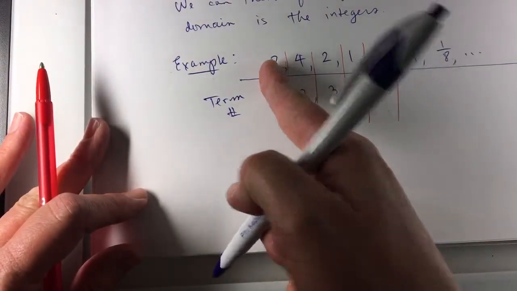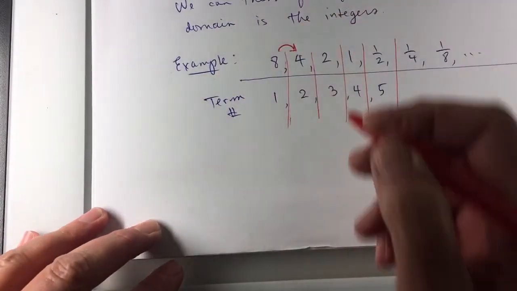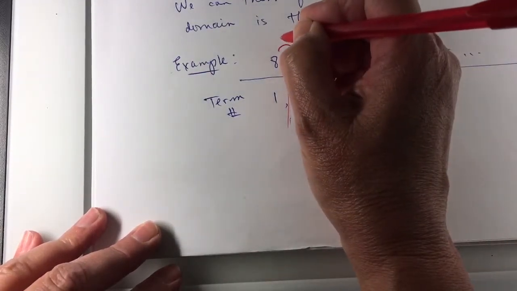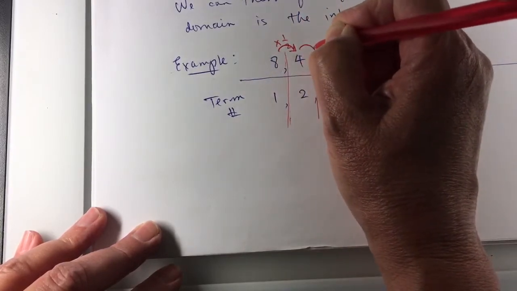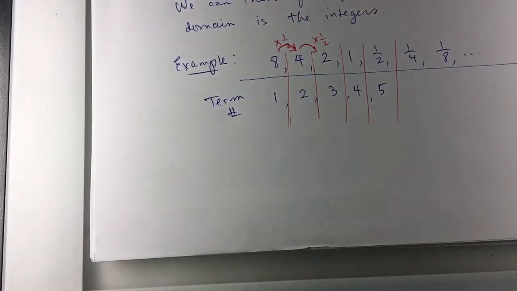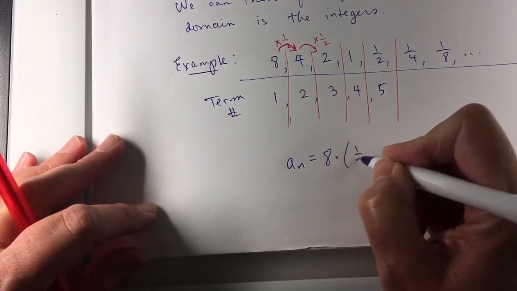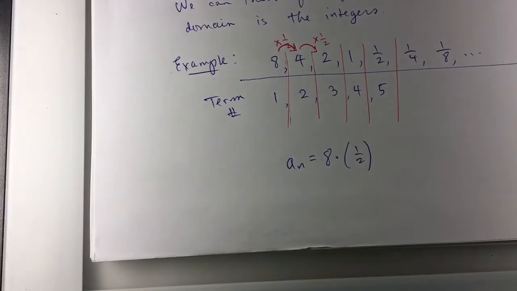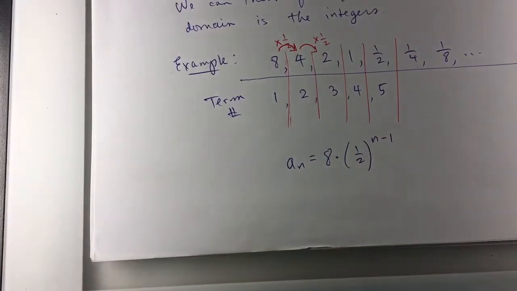Let's see. I looked at this and said, okay, the first term is 8. How do I get the second term from the first term? Multiplied by 1/2. So I'll do times 1/2. To get the next term, I did times 1/2. So the a sub n term was the first term times 1. How many 1/2s do I need for term number n? We need n minus 1. That is if n starts with the number 1.